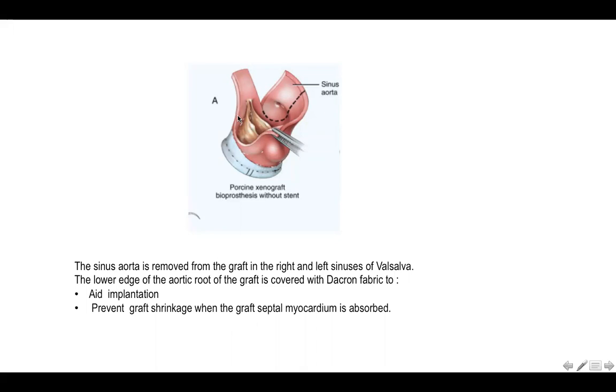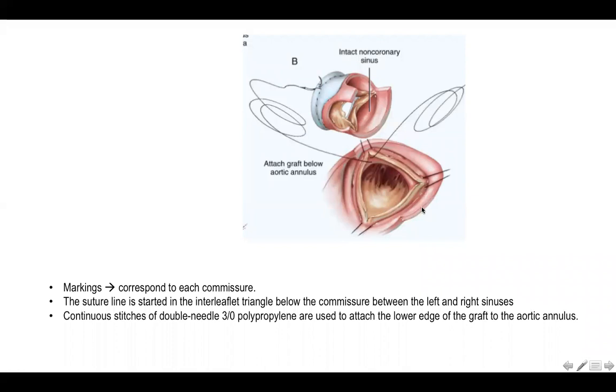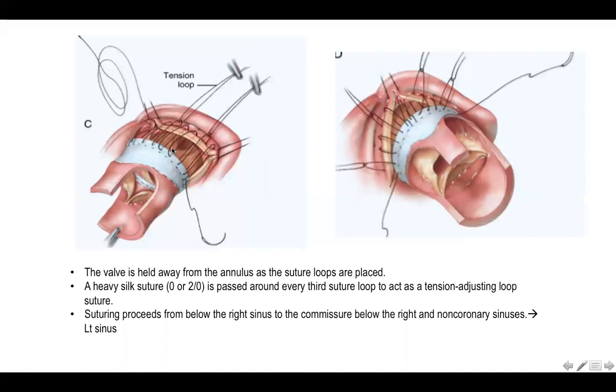Now, after exposure of the aortic valve, put marks on the commissures, and then start your suture in the interleaflet triangle below the edge of the commissure, and start a continuous suturing. Start from the right coronary sinus, and then hold the valve a little bit away, and put a traction loop every third stitch to help in the tension, and to put the suture under tension so you can tighten it down later on.